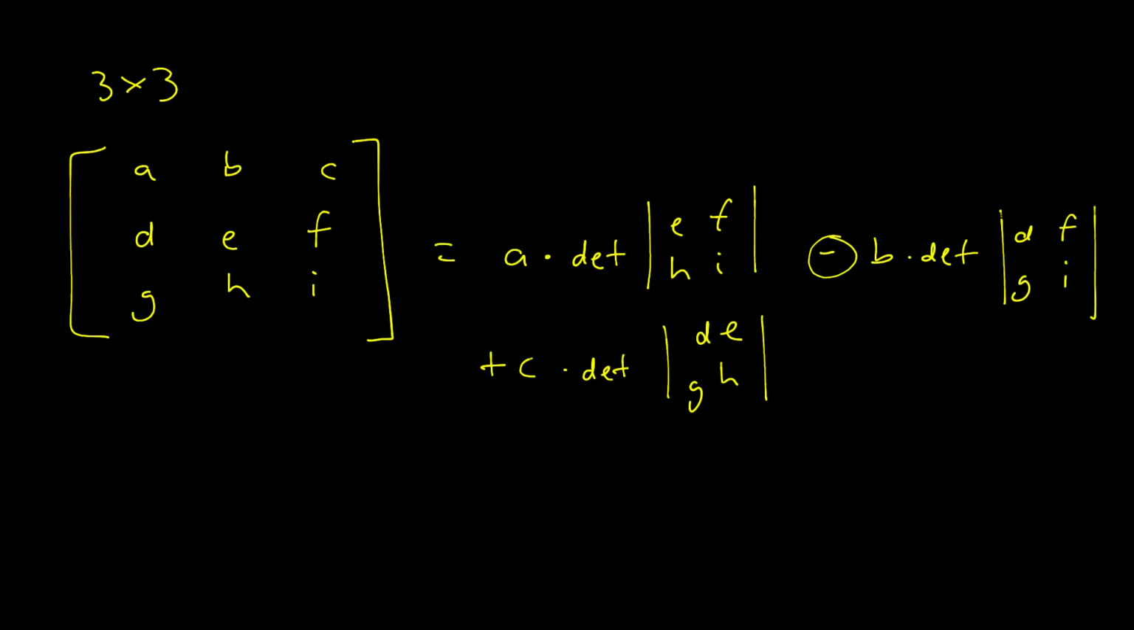For a 3x3 matrix, you can compute it with a times the determinant of the submatrix [e, f; h, i], minus b times the determinant of the submatrix [d, f; g, i], plus c times the determinant of the submatrix [d, e; g, h]. And notice that for the element b, you get a submatrix by crossing off the corresponding row and column that b is in, and then taking the determinant of that matrix.